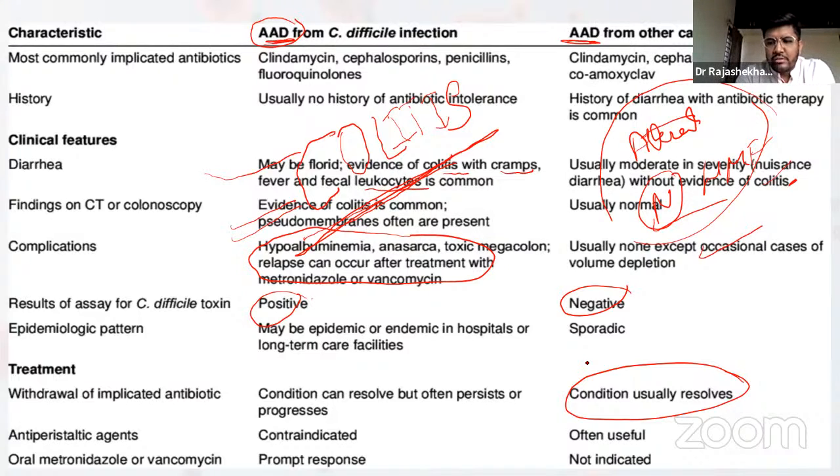or needs some probiotics. Whereas in case of CDI, the patients usually progress without treatment. So very, very important is that the antiperistaltic agents like loperamide, all these drugs cannot be used in this particular CDI infection, whereas they can be used in simple antibiotic associated diarrhea. And oral metronidazole or vancomycin are not indicated in normal antibiotic diarrhea, whereas they have shown a prompt response in CDI.